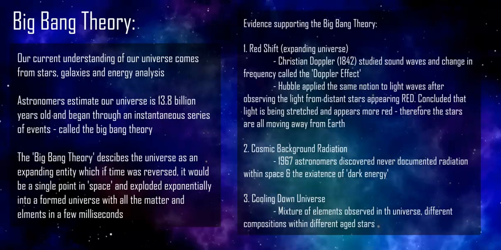A second piece was the acknowledgement in 1967 of background cosmic radiation and how it's changing, of dark energy, and also the cooling of the universe and how the different elements that make up the universe are cooling down, and how the observation of older stars has a different composition of elements versus the newer stars. So these pieces of evidence support the Big Bang Theory.